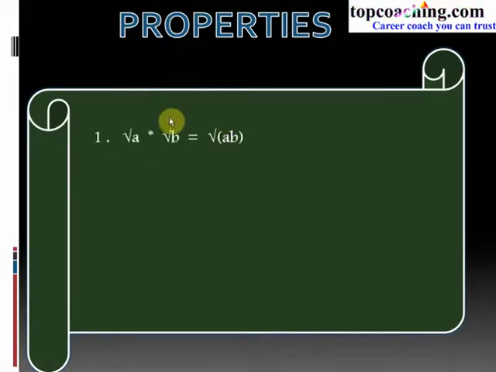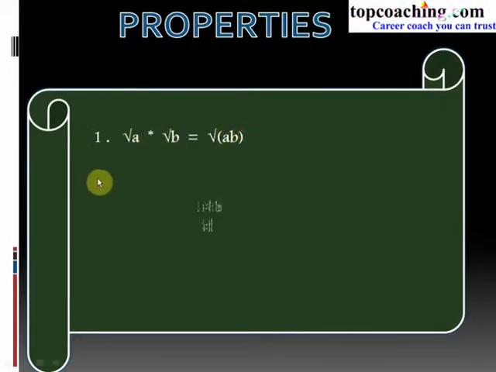So the first property is that under root of a into under root of b is equal to under root of ab. This is a very important property, that under root of a into under root of b could be written in a simplified form as under root of a into b. We multiply both these numbers which are inside the square root sign, and we get this as a simplified version of this.